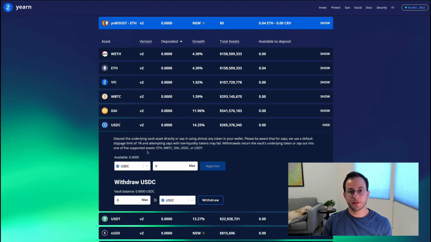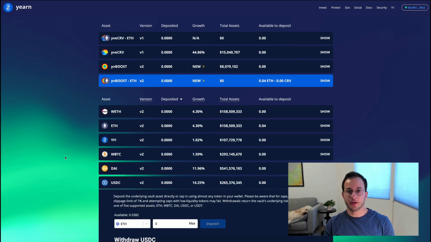Now, a point of confusion I see a lot of folks make is that they actually try to go through Curve first and then go to Yearn to deposit that asset. Now, of course, you could do this, but it's just a bit easier to go directly through Yearn. So through Yearn's UI, you can deposit anything from ETH or really any asset or ERC20 you have in your wallet, and you can deposit that right into the Yearn vault. So this just saves you a step, similar to using Zapper.fi.